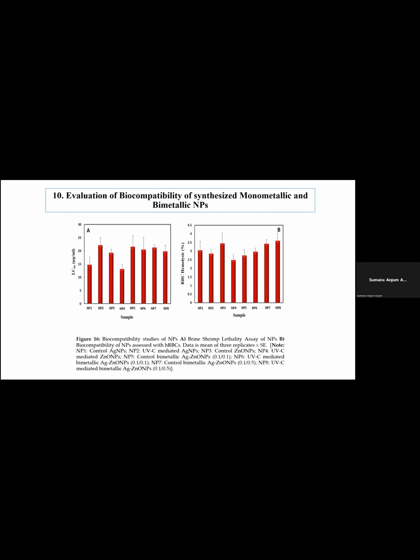Lastly, we also evaluated the biocompatibility in terms of human red blood cell hemolysis, and we observed that the maximum hemolysis of the red blood cells was only 3.5%, which is very low. We can say that these are very biocompatible to human red blood cells, whether they are the monometallic or the bimetallic synthesized nanoparticles. Similarly, their toxicity was evaluated against Brine-Shrimp larvae by using the LC50 value, and the same was observed. They were less lethal, causing minimum toxicity to the Brine-Shrimp larvae.